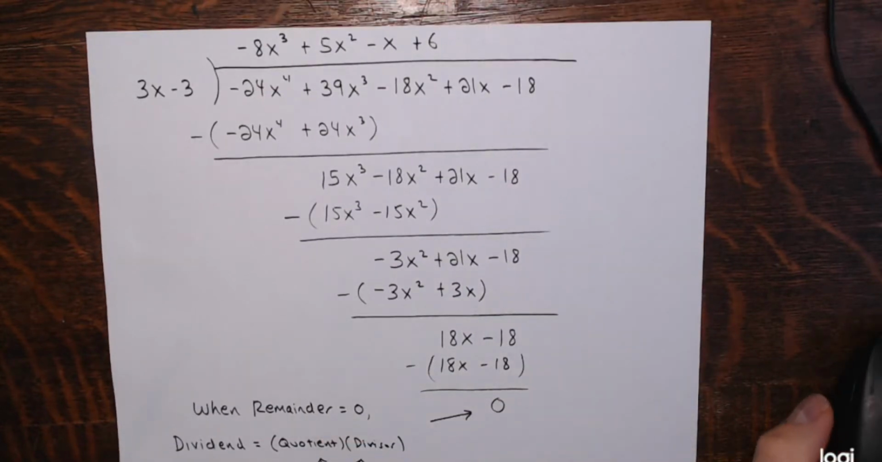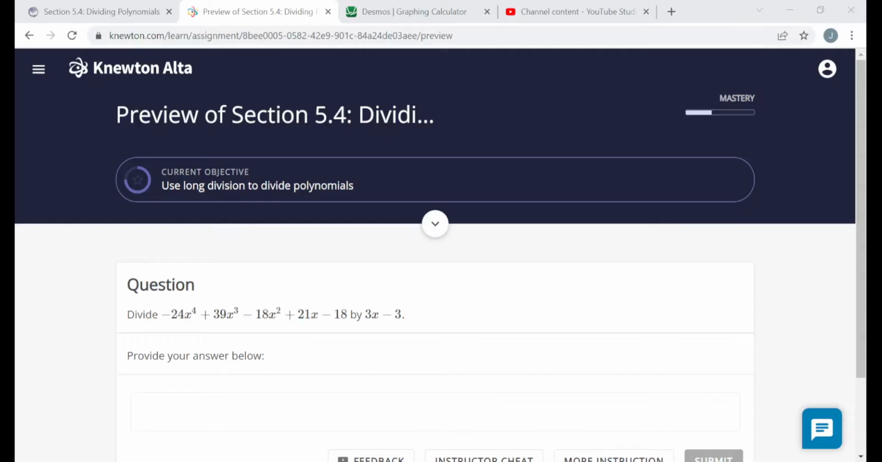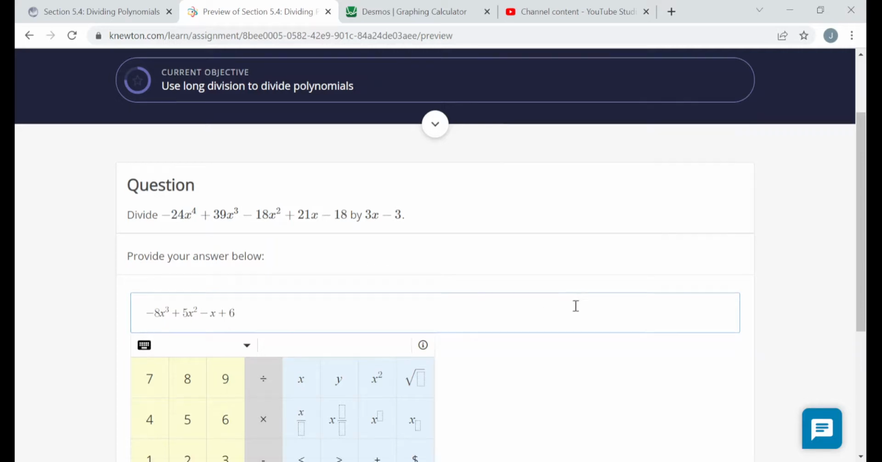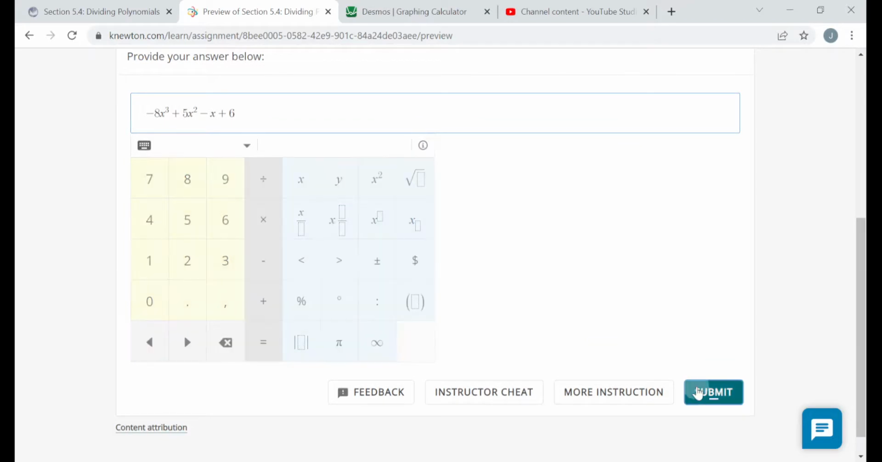And if the remainder is 0, you just have to put the quotient when you're doing division, because the remainder is nothing. That fraction, the remainder over divisor, that's 0 now. So the result of the division here is simply the quotient, negative 8x cubed plus 5x squared minus x plus 6, with no remainder, so no fraction being added onto this. Just the quotient is the final result.